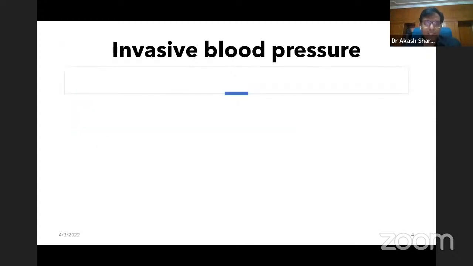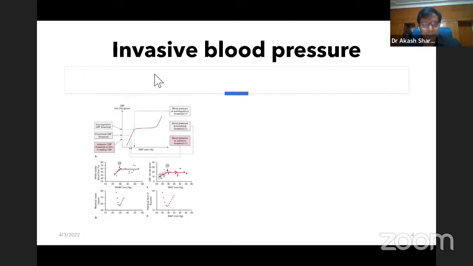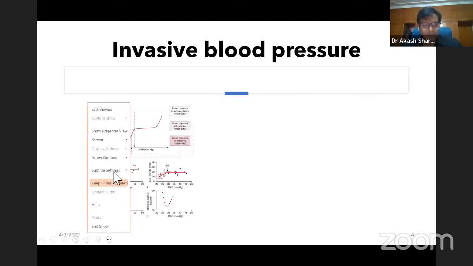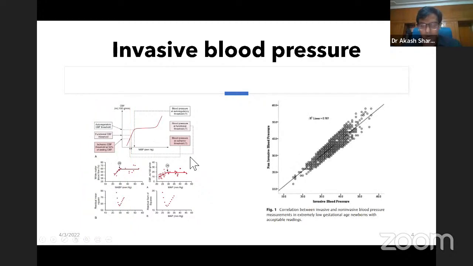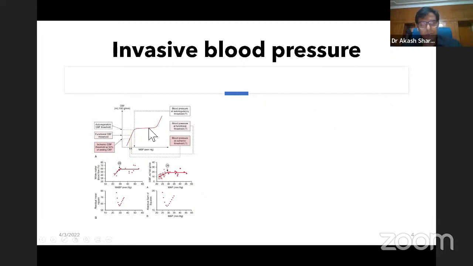So why do we actually need invasive blood pressure monitoring in neonates? The crux of the thing is that we all know shock in neonates is difficult to define, and there is no single definition of shock that is at present being used. The autoregulatory threshold for neonates is very narrow, and it is even narrower in preterm neonates.